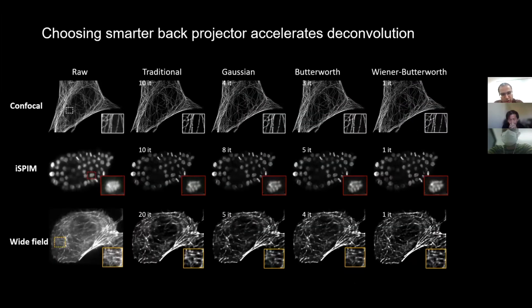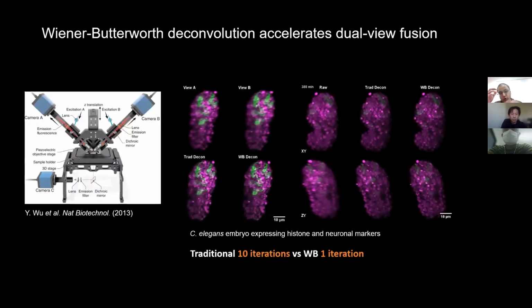And this works across many different microscope types and samples. So you can image microtubules in a confocal microscope. You again see this kind of progression in speed as you tweak this back projector. You can image, say, nuclei in a single view light sheet microscope, or you can image actin in a wide field microscope. And in all of these cases, there's about an order of magnitude speed up simply by changing one term in this deconvolution. The outputs of the deconvolution are the same to within noise as the traditional deconvolved result.